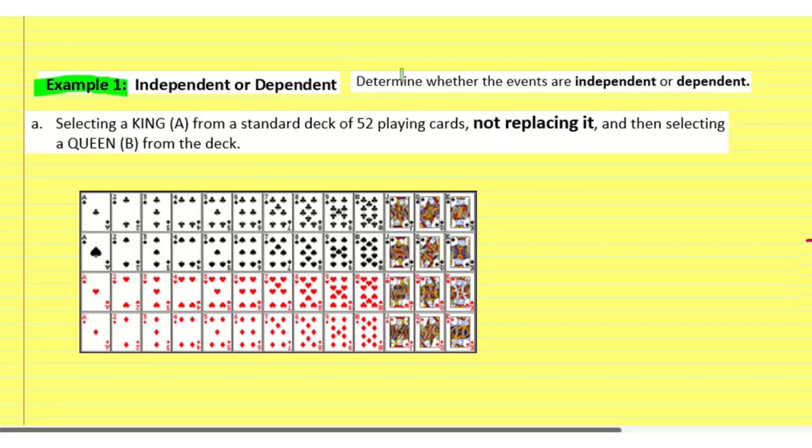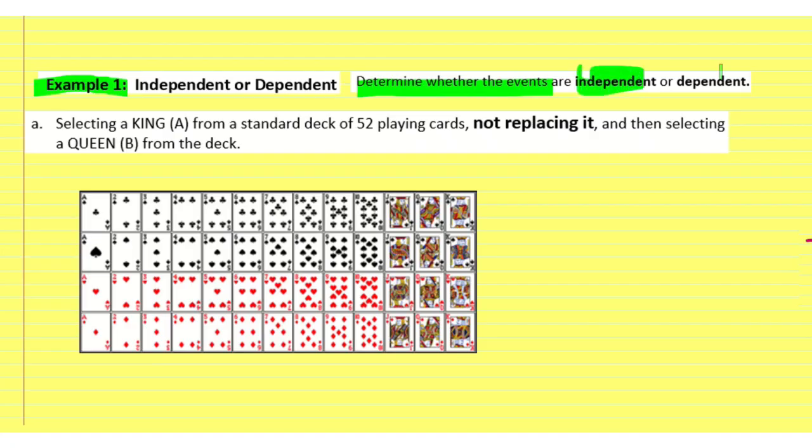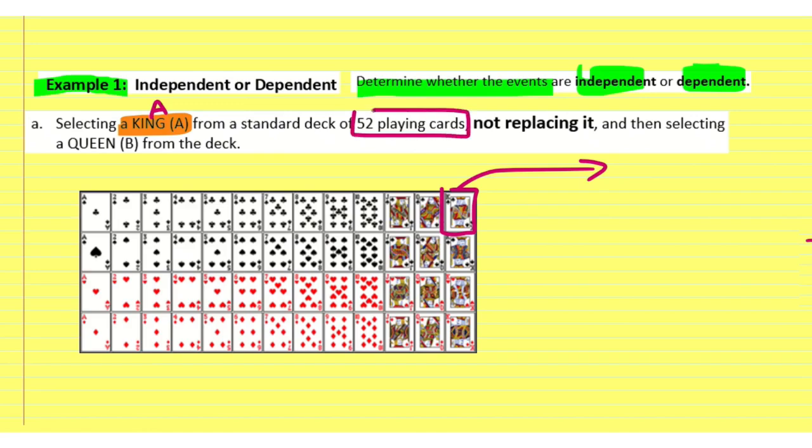Example 1 is going to help us determine whether the events are independent or dependent. It says that we're going to select a king. Selecting a king is going to be event A. So let's go select a king. So right there is a king, and I'm going to pull it out of the deck of cards. Well, the deck of cards has 52 cards in it, an entire deck, but we pulled one out. So when we pull one out, guess what changes? The total number of playing cards goes down to 51, not 52, because we are not going to put that king back in the deck.